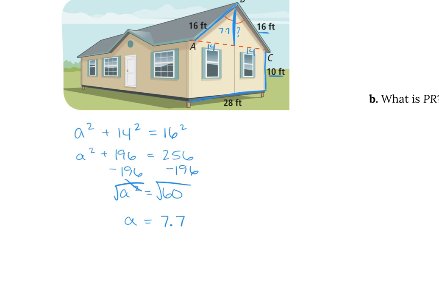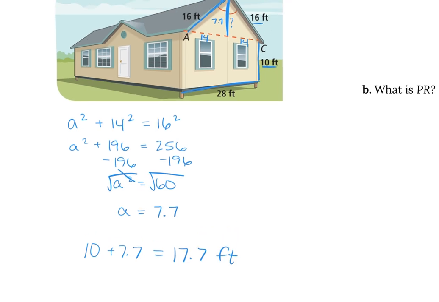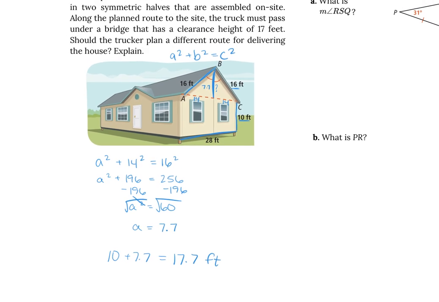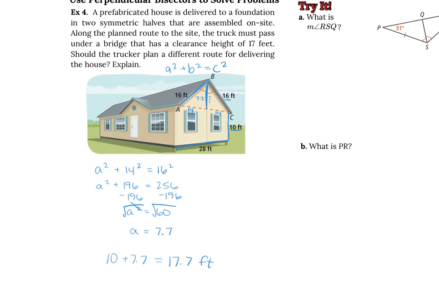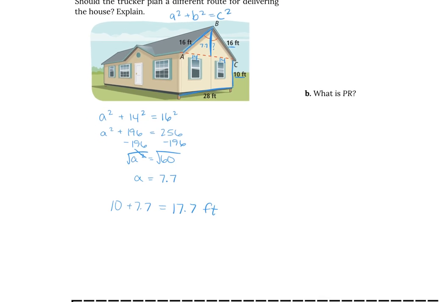I want to figure out the total height, so I would take 10 plus that 7.7 to get 17.7 feet. So the question was, is the truck driver going to have to plan a different route? Will they have a bridge that is 17 feet for clearance? This house is not going to fit under it, so yes, they will have to find a different route.